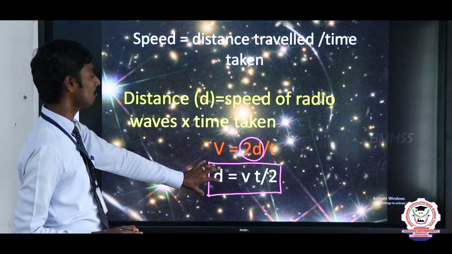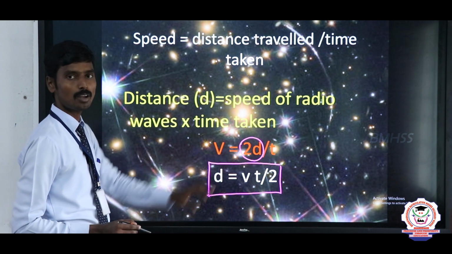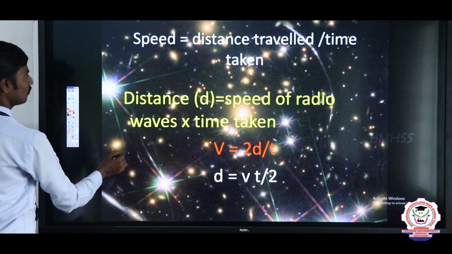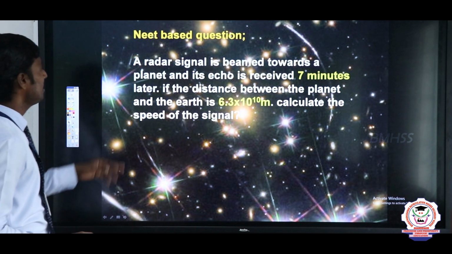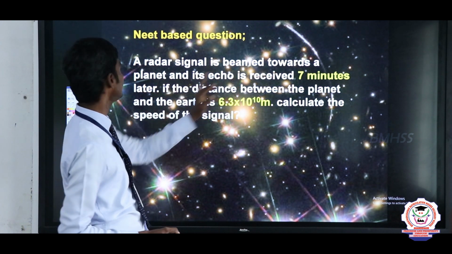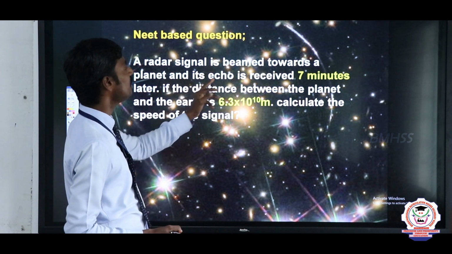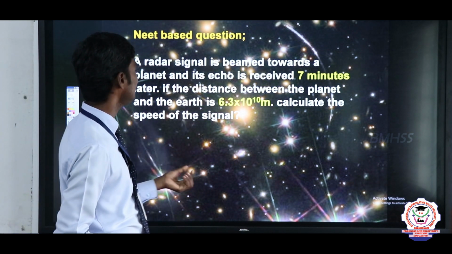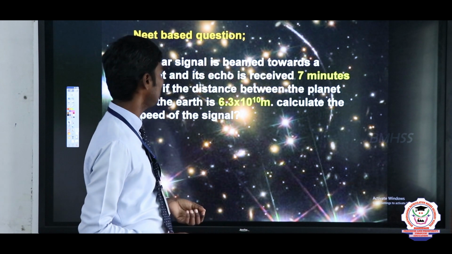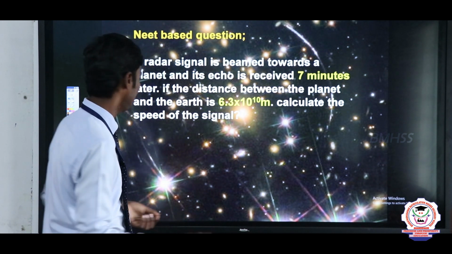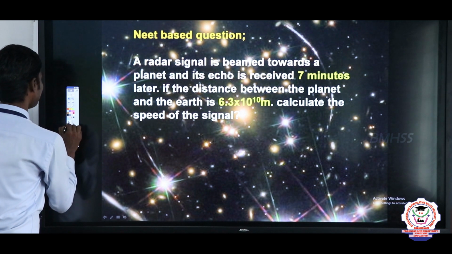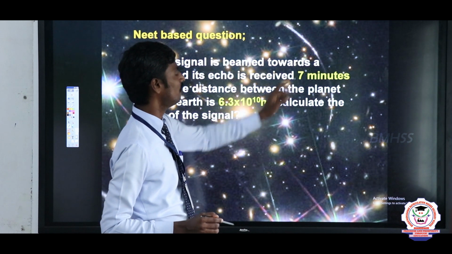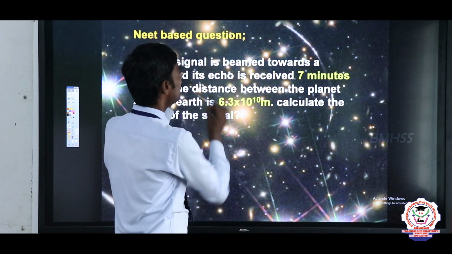So based on this formula, there are some NEET and IIT problems. Okay, see, listen here. See, a NEET based question. A radar signal is beamed towards a planet and its echo is received 7 minutes later. If the distance between the planet and the earth is 6.3 into 10 power 10 meter, calculate the speed of the signal. See, my dear students, what is the question? The radar signal is sent towards the planet.